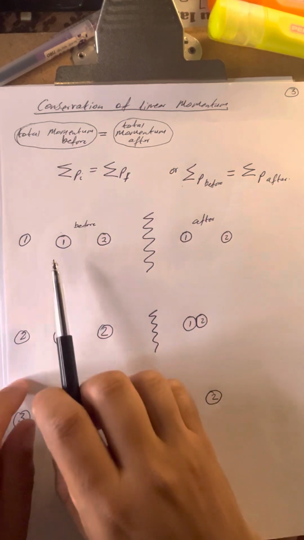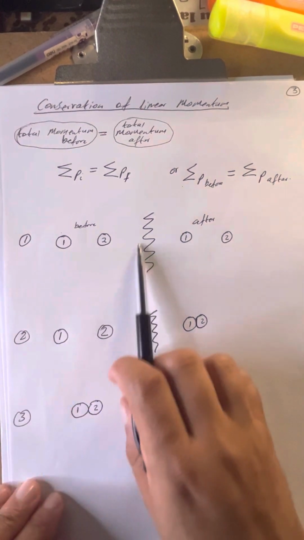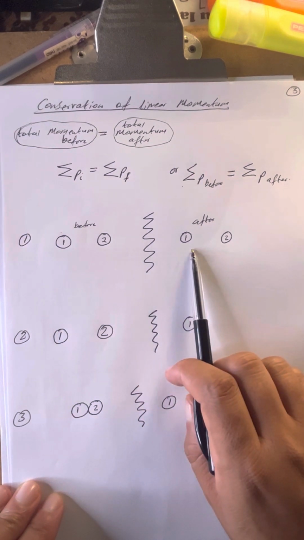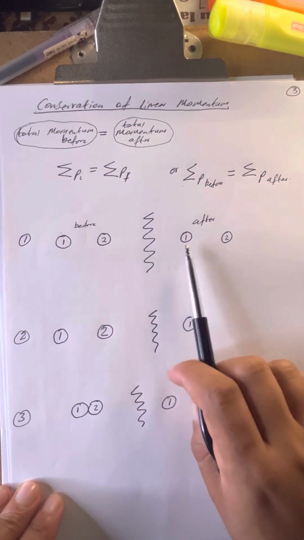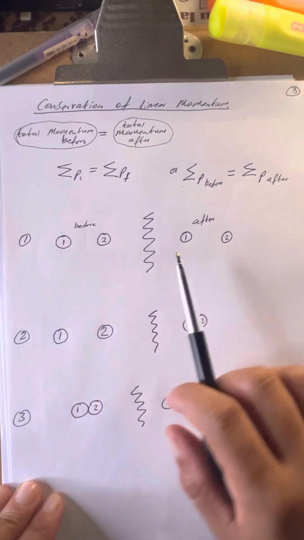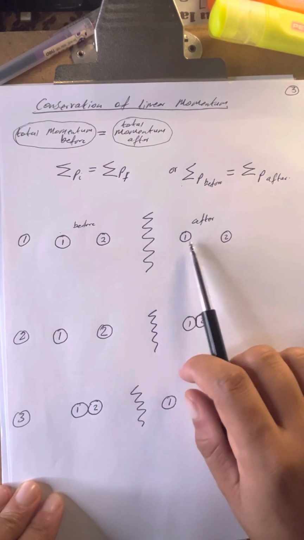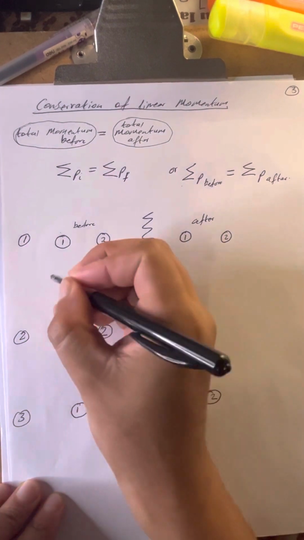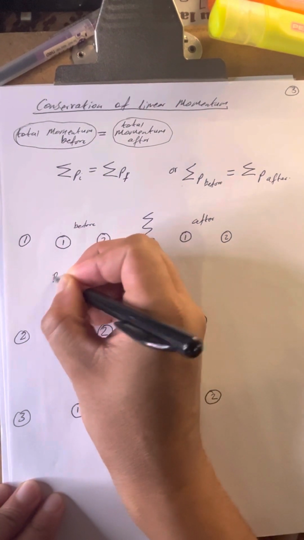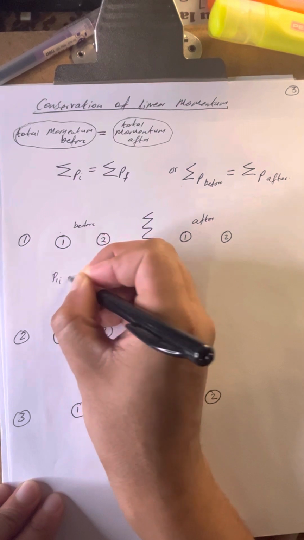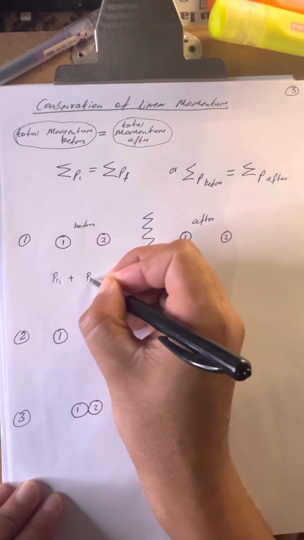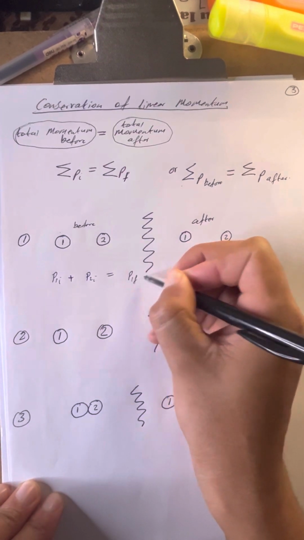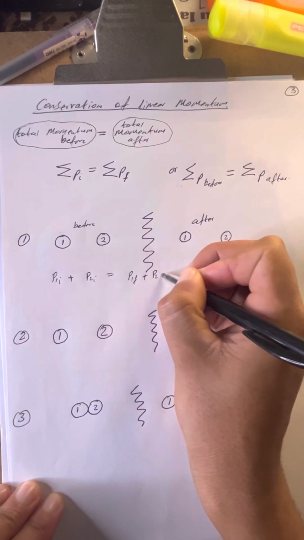Scenario number one is when we have two objects before collision, then they collide. This denotes collision. Then after collision, these two objects remain separated. They were separated before collision, they collide, and then after collision, they remain separated. So in this case, we have momentum of body number one, which is P1 initial plus P2 initial equals P1 final plus P2 final.